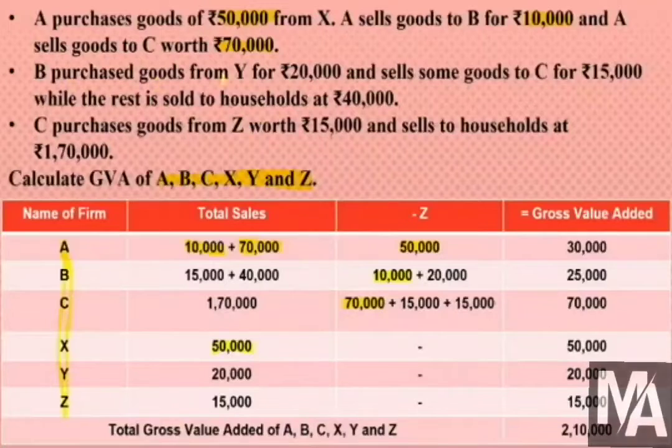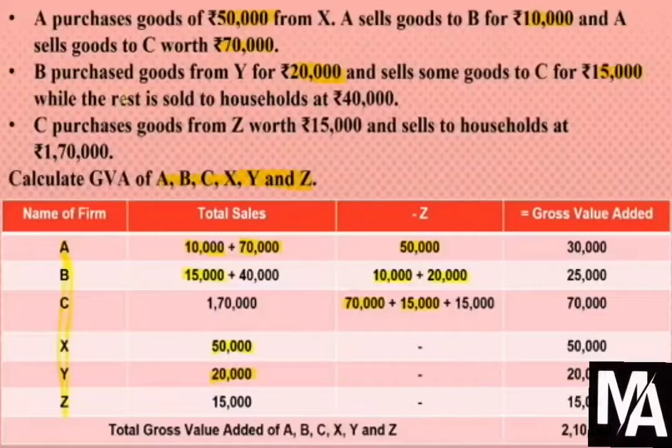B purchased goods from Y for rupees 20,000. So this is going to be the intermediary goods of B here. But then since Y has sold it to B, this is going to be the sales of Y. Okay, so B sells some goods to C for rupees 15,000. So this is going to be the sales of B, but at the same time, this is going to be the raw material to C.